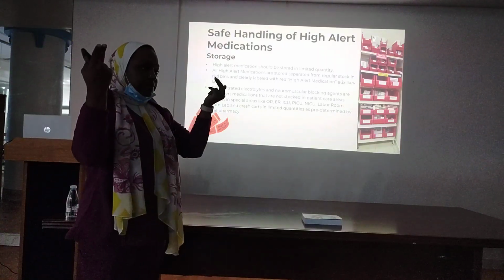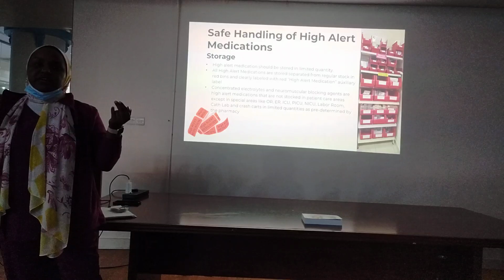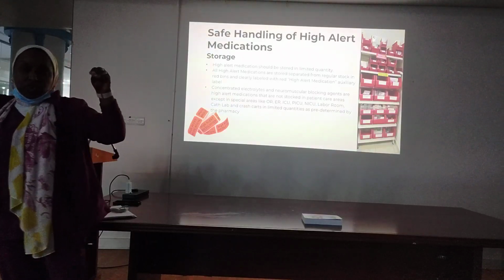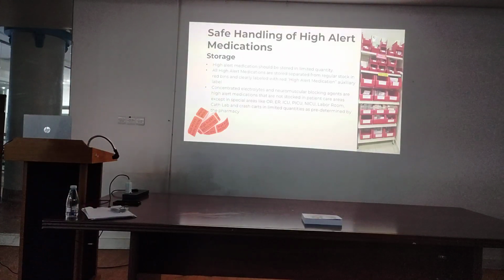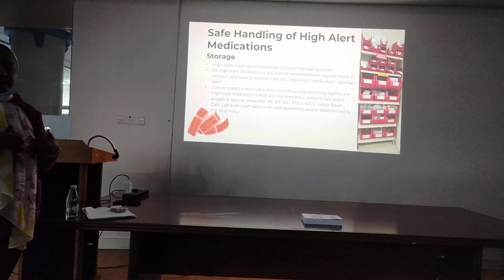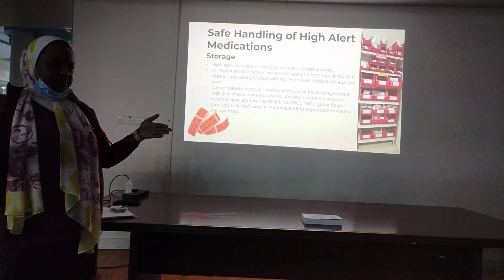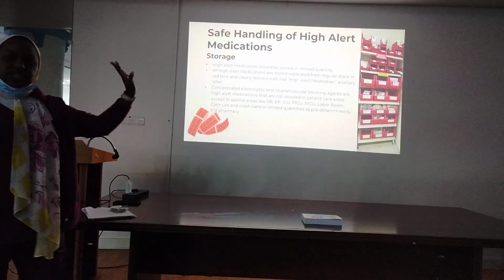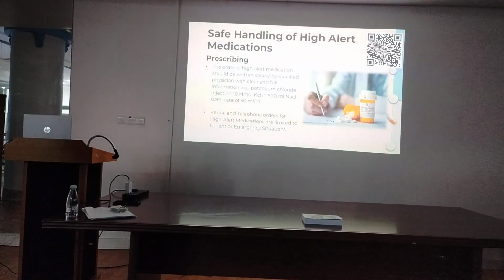When it comes to concentrated electrolytes and neuromuscular blocking agents, where do we find them? Do we find them everywhere? No. In special care areas. Again, with very limited quantities. Special areas are like anything that has an R with it. OR, DR, NICU, anything that goes like that. Labor and delivery room, cath lab, crash carts, and then again, very limited quantities. They are not available as floor stocks. Concentrated electrolytes are not allowed to be kept as floor stocks, only in your crash cart. Or if you're a special care unit, then you will find concentrated electrolytes there.